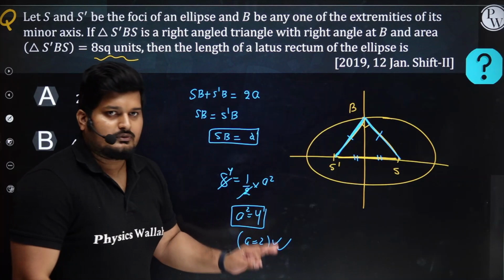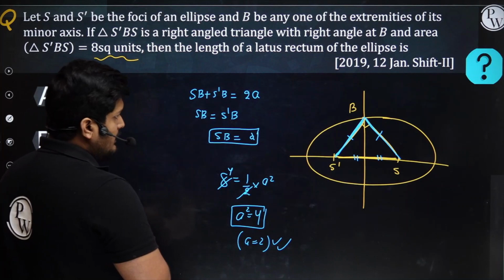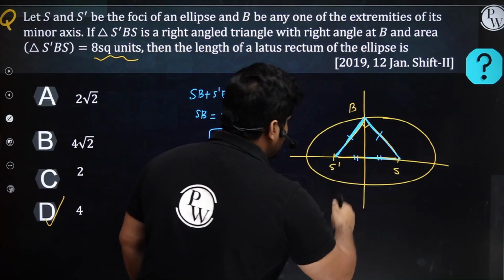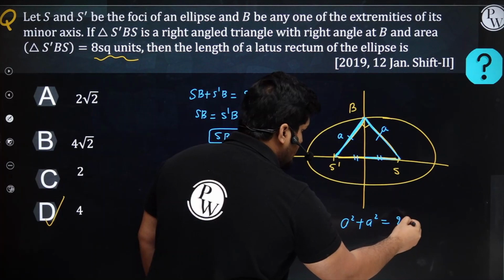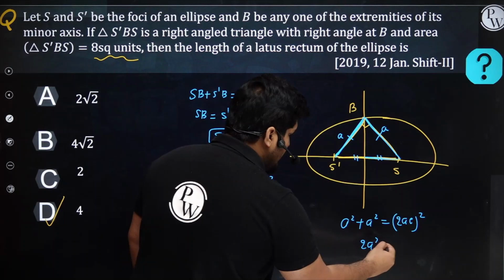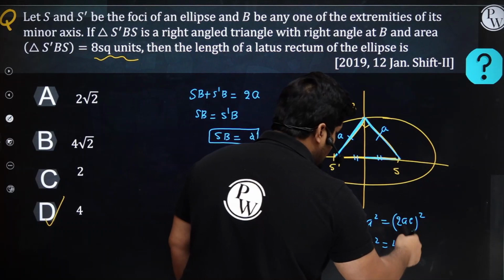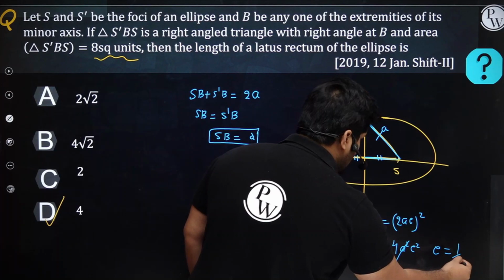We got the value of a. Now that we have the value of a, we can find out everything. What is this distance? This is a square plus a square, where this is a and this is a. So a square plus a square is equal to SS dash, which is 2ae, so 2ae square. So we have 2a square equal to 4 times a square e square. So a square gets cancelled out, and we have e equal to 1 by root 2.